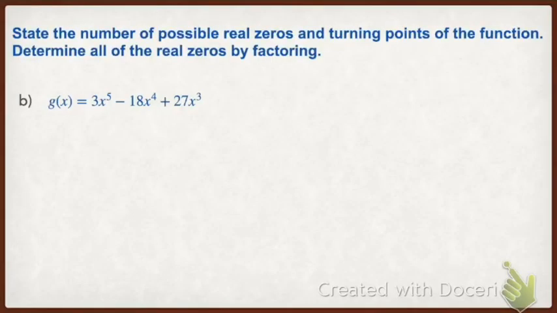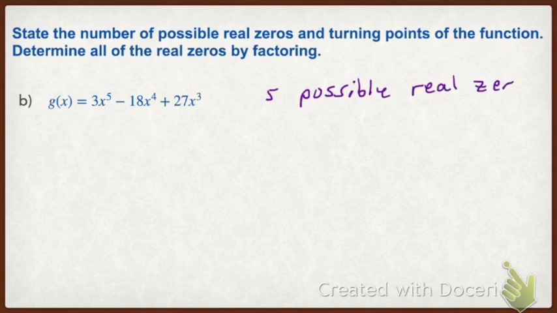Here we have g of x equals 3x to the 5th minus 18x to the 4th plus 27x cubed. We are going to do the same thing. How many zeros? We have 5 possible because our highest exponent is 5. And we take 1 away from it to find our turning points. So we have 4 possible turning points.